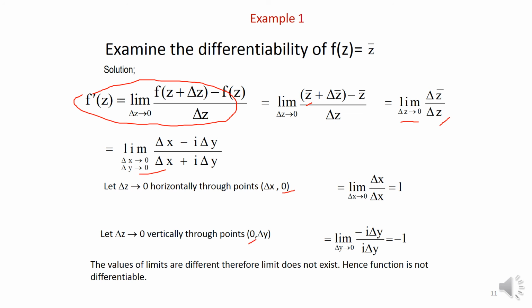We take two different paths. First is delta y is 0. In the second path we take delta x as 0, with delta y tending to 0. So first, delta y is 0. We substitute delta y = 0 and we get this value, which is equal to 1. Now in this we put delta x as 0 in the function, with delta y tending to 0, and it gives minus 1. So the values of the limits are different, therefore the limit does not exist.